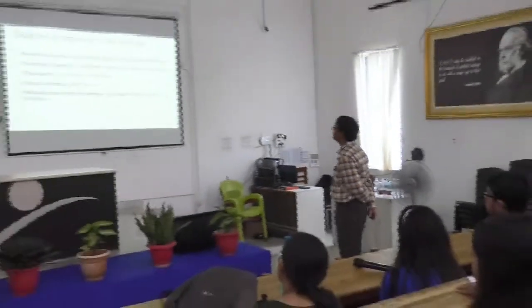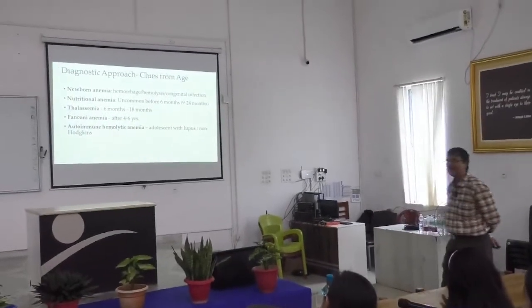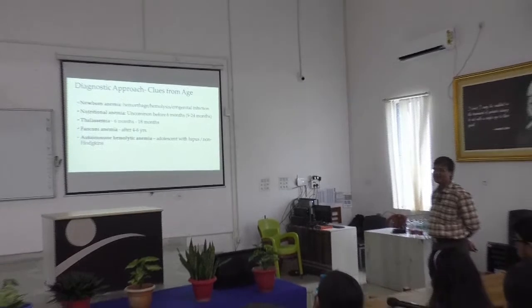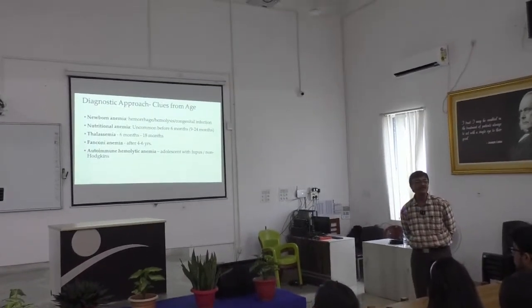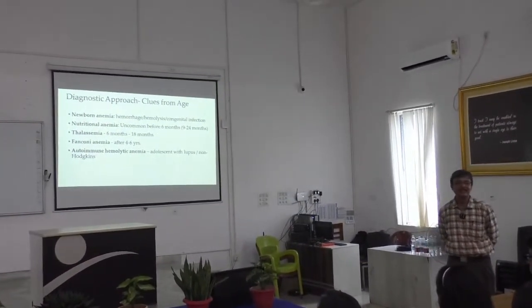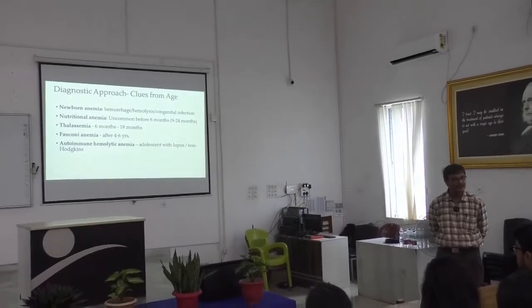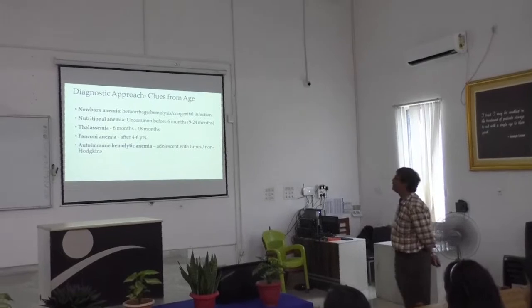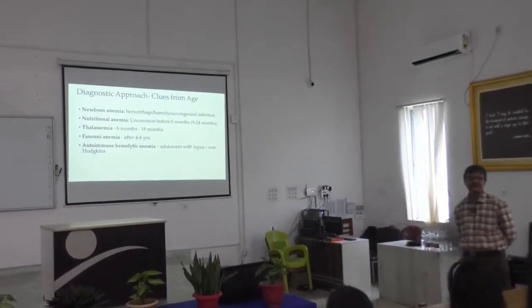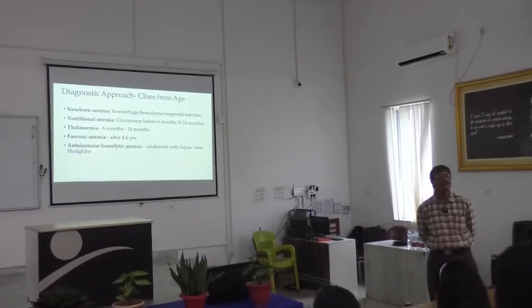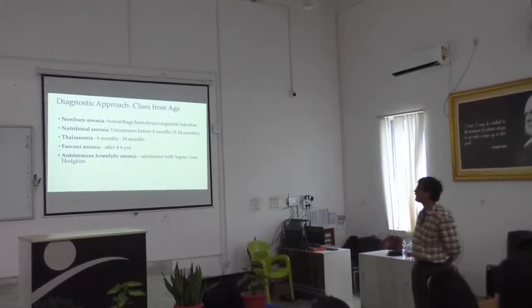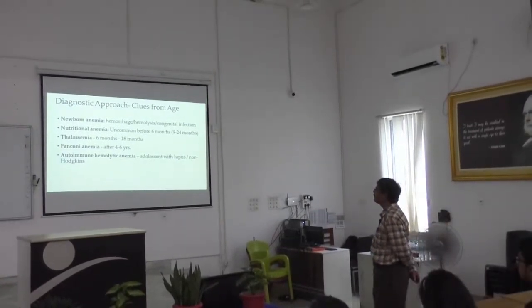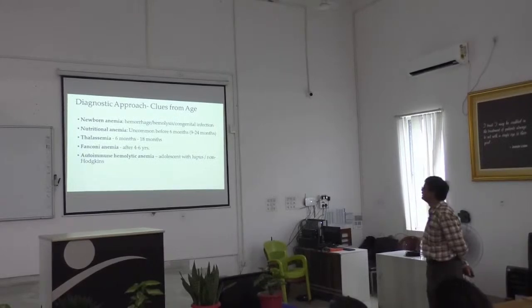So, diagnostic approach, clues from the age, how you can differentiate in different ages. I tell you repeatedly, in history taking, what is the importance of age. If it is a newborn, you think of hemorrhage or hemolysis or congenital infection. You do not think thalassemia in a newborn. Now, when do you think of thalassemia? 6 months to 18 months.